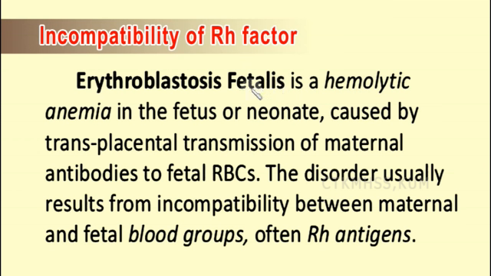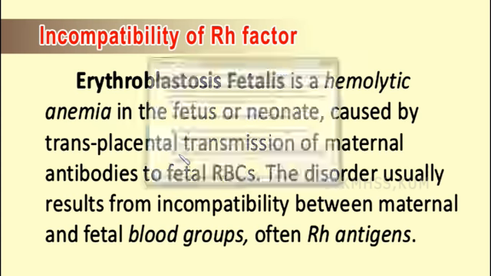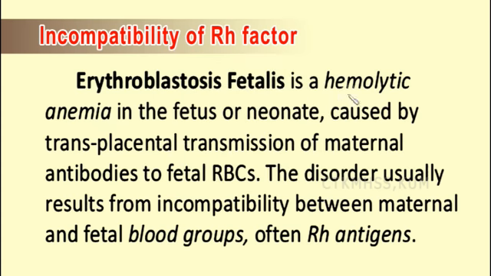Hemolytic anemia means destruction of RBC, or breaking down or lysis of RBC occurs. That is why it is called hemolytic anemia. When the RBC level goes down, we call it anemia. So the baby suffers from erythroblastosis foetalis when the incompatibility of RH factor occurs. The disorder usually results from incompatibility between maternal and fetal blood groups of an RH antigen.